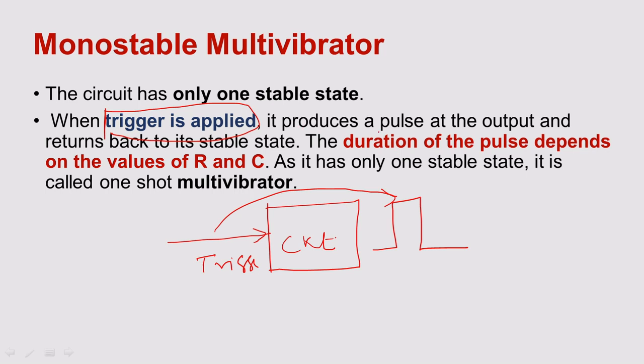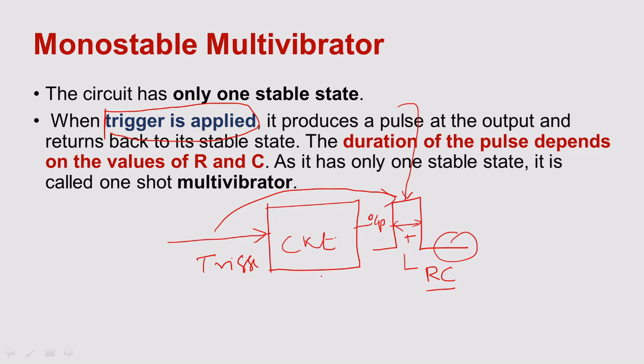It produces a pulse at the output. This is the output, and it returns back to its stable state. This is the stable state. The duration of the pulse depends on the value of R and C.